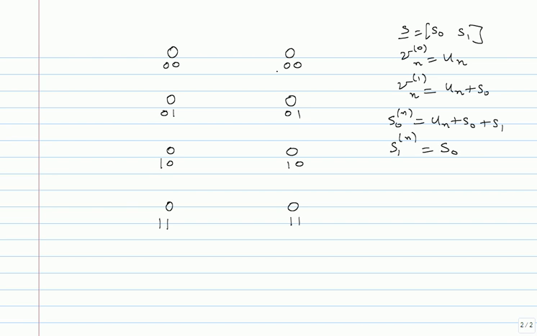So if you're at 0, 0 and the input is 0, clearly the next state is also 0, 0. Okay, and the output is going to be 0, 0. If you are at 0, 0 and the input is 1, then the next state is going to be 1, 0. I don't like that very much, but let's see how it goes. 1, 0 and the output is going to be 1, 1.